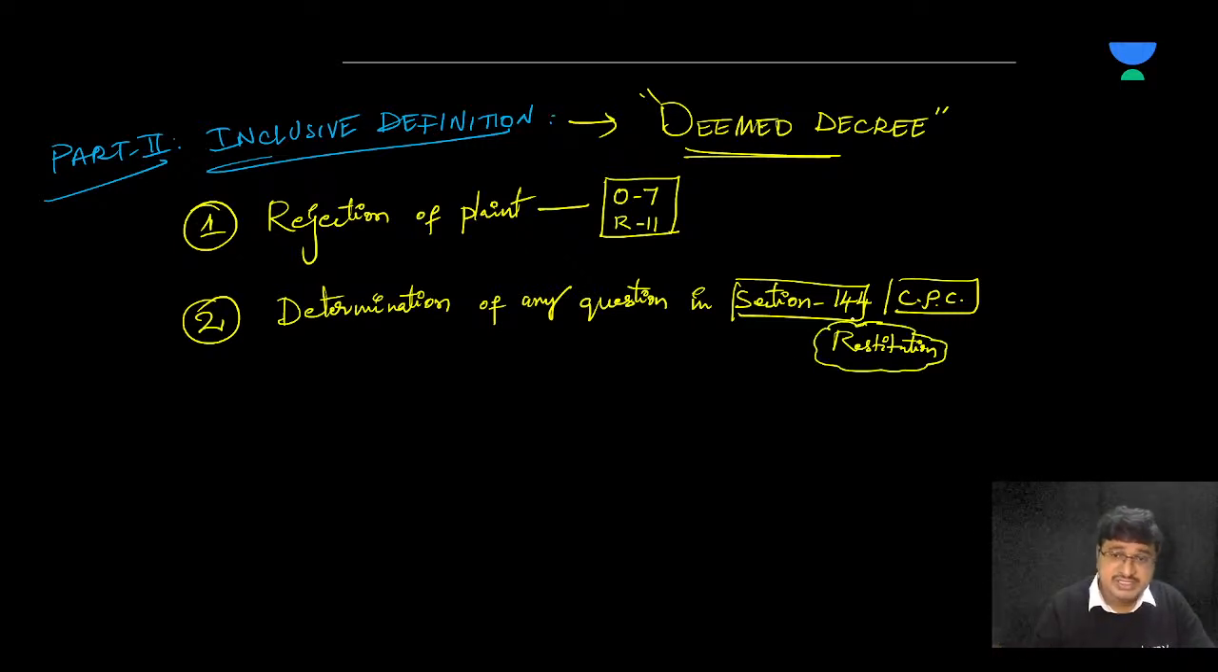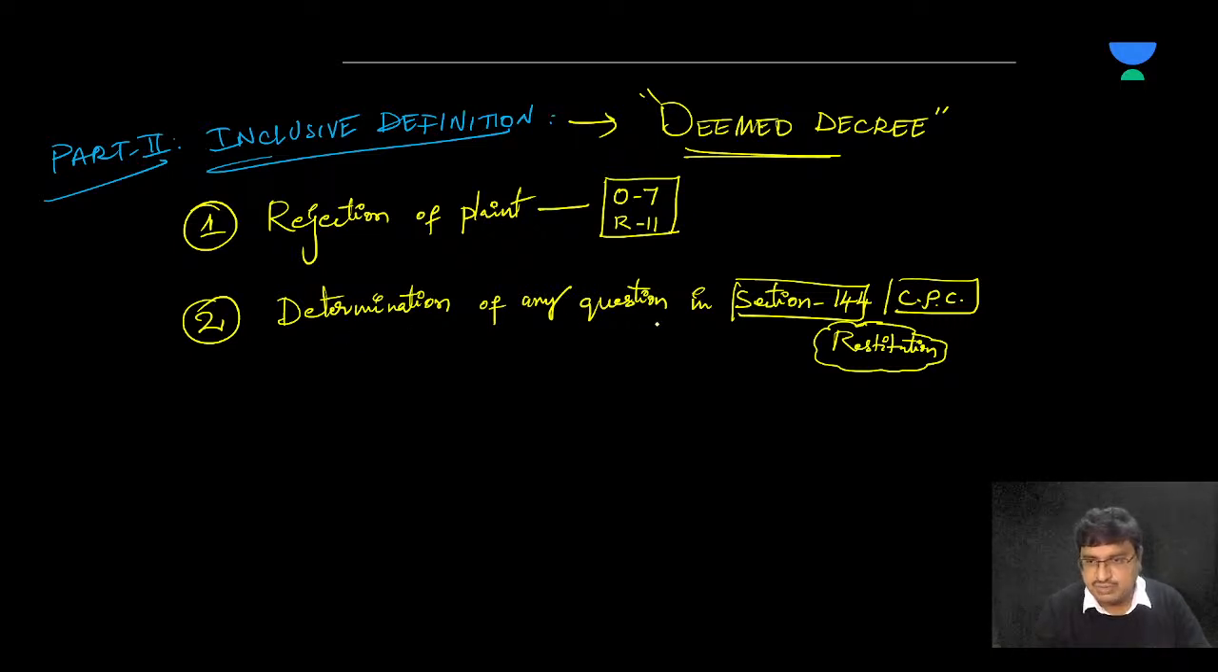Here the determination of any question under section 144, that is for restitution, also comes under the purview of the inclusive definition. Here it does not amount to a suit, friends. Within the suit there are interim proceedings. Within these interim or interlocutory proceedings, if an order has been passed by the court in an application filed by the opposite party for rejection of the plaint, or if the court with its suo motu power rejects the plaint under Order 7, Rule 11 of CPC, then it is also deemed to be a decree, even though it is not passed in the main suit.